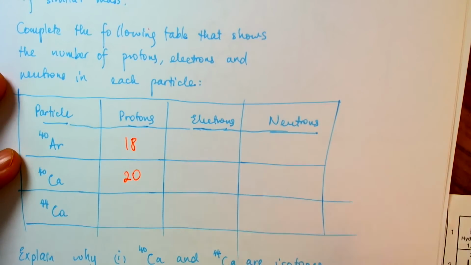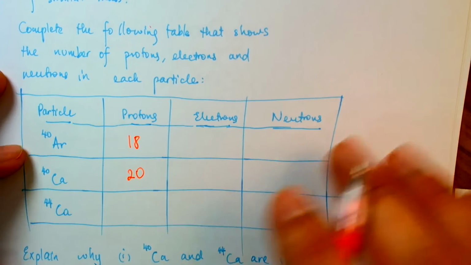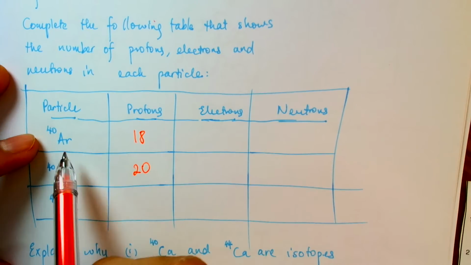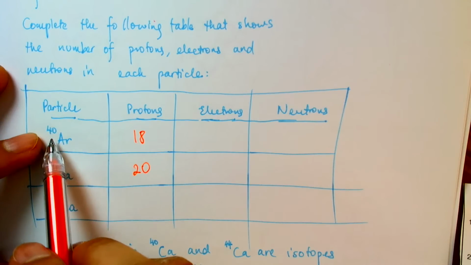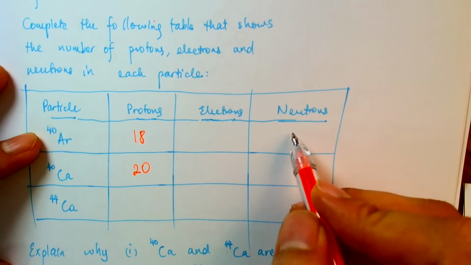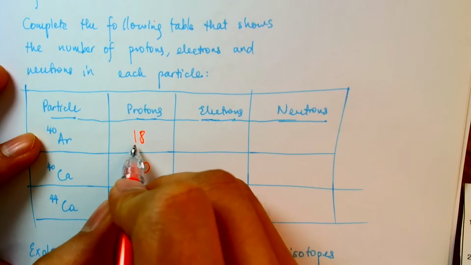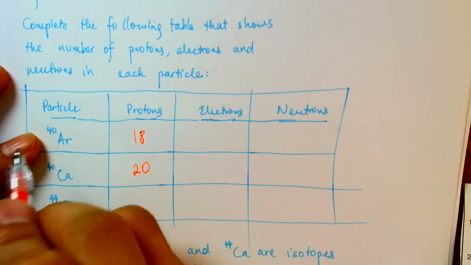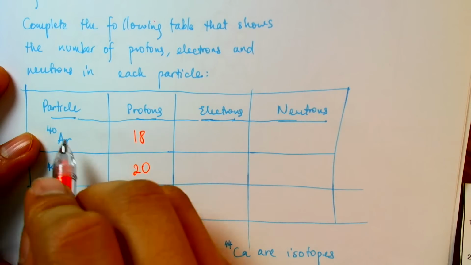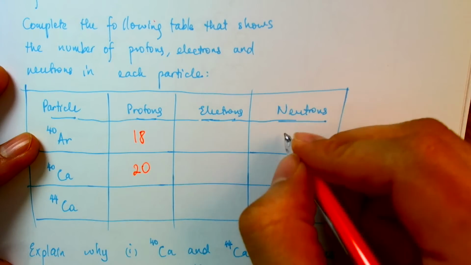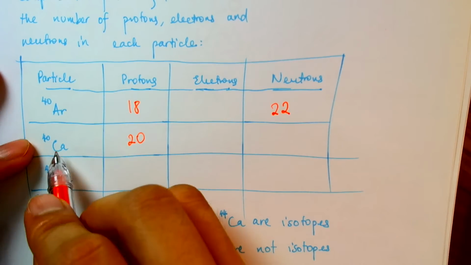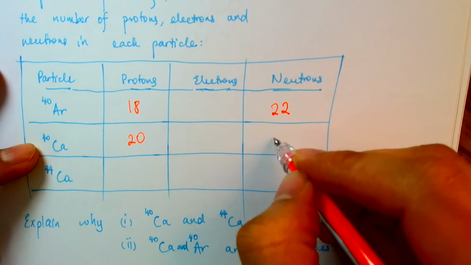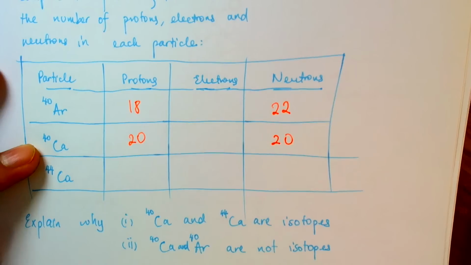Now I can compute the number of neutrons from this information. It told me that both argon and calcium have mass numbers of 40. So to find the number of neutrons, I subtract the number of protons from the mass number, because the mass number is the number of protons plus neutrons. So 40 minus 18 is 22. I get 22 neutrons for argon and 20 for calcium.